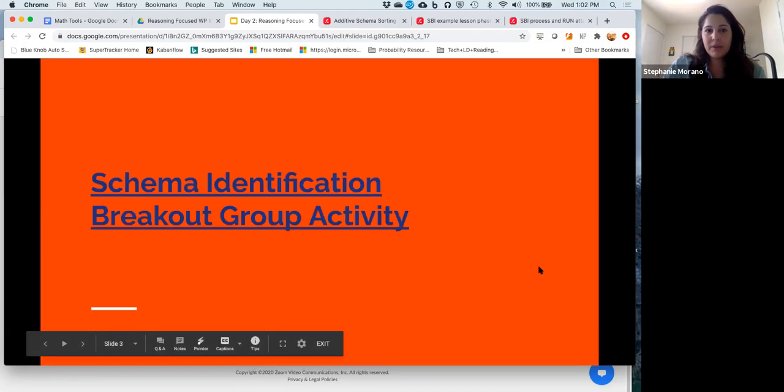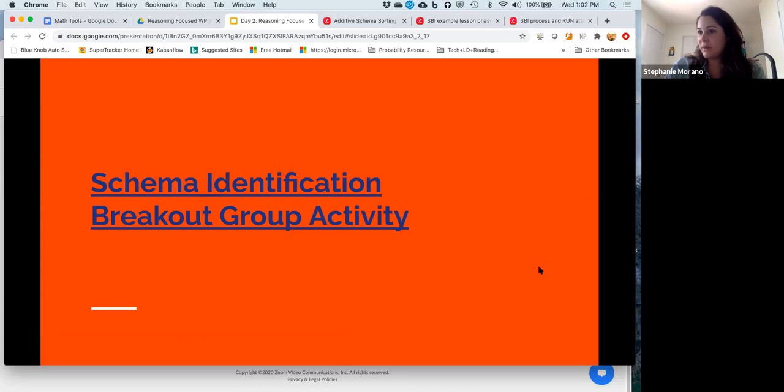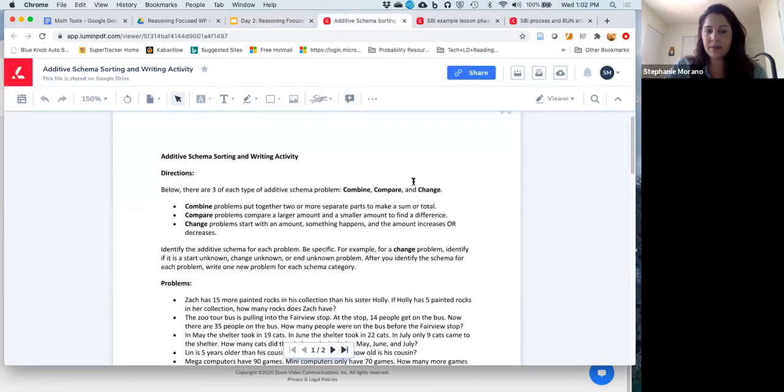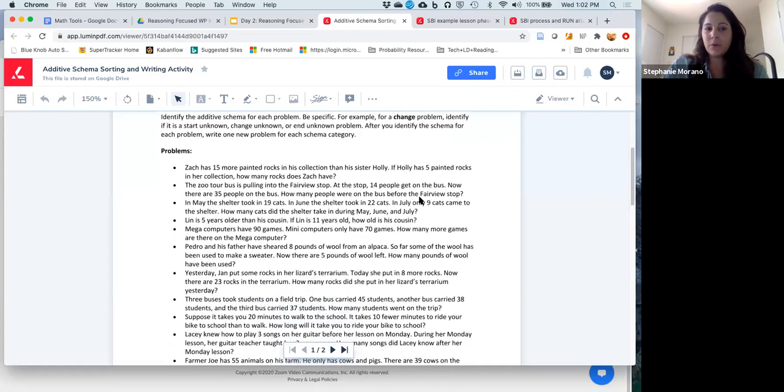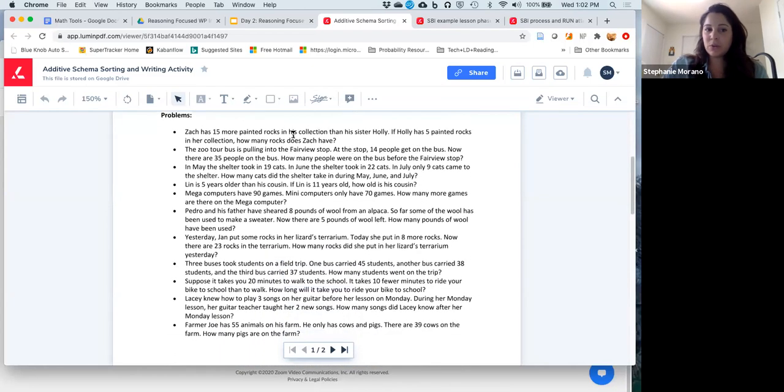So what I would like to do first is just go back and review this activity really quickly that we ran out of time for on Monday. Again, what I'm talking about is this activity. It was in your folder, you had a printout. So you were going to read each of these additive word problems and decide which of the 3 additive schema categories they fit into, and then write a new problem for each of the categories.